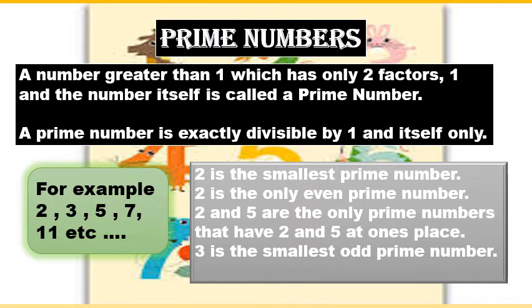2 and 5 are the only prime numbers that end with 2 and 5. No other prime number has 2 or 5 in their ones place. And 3 is the smallest odd prime number. Other than 2, all other prime numbers are odd.